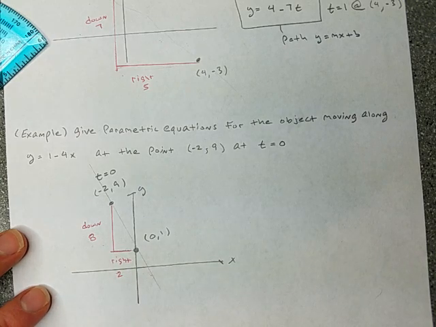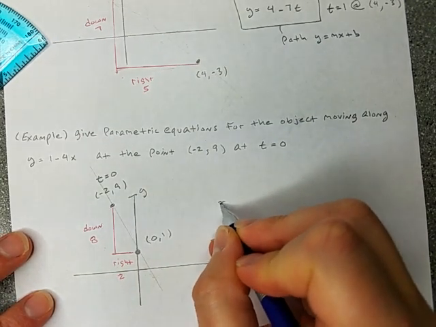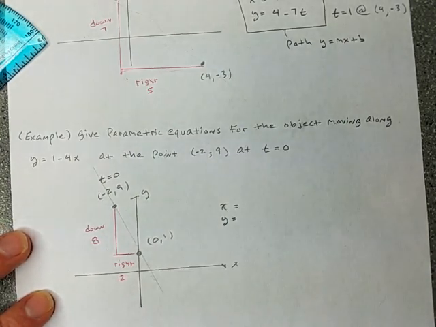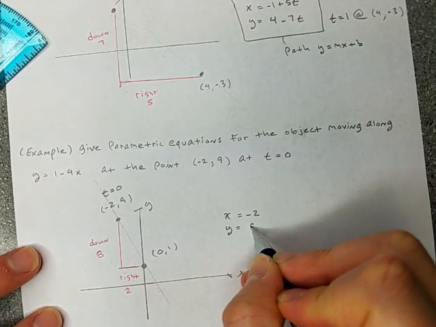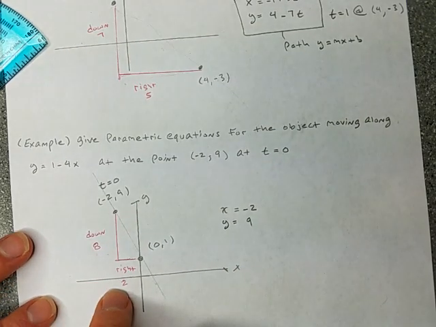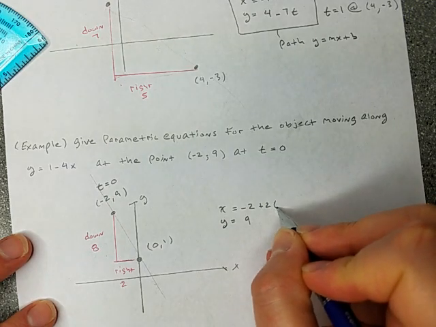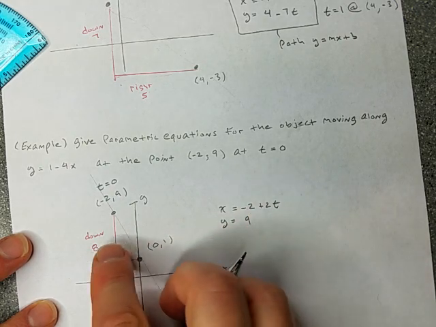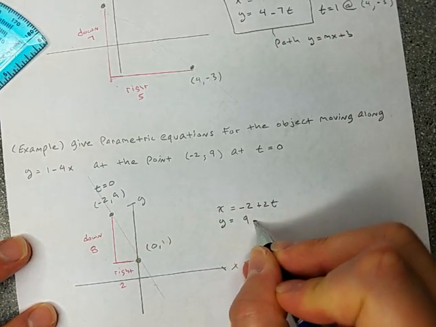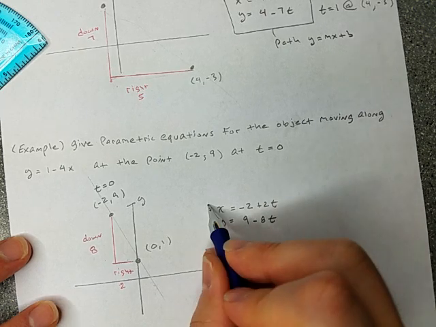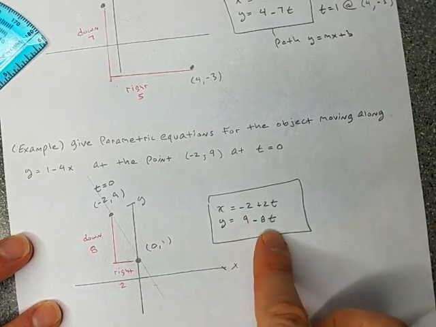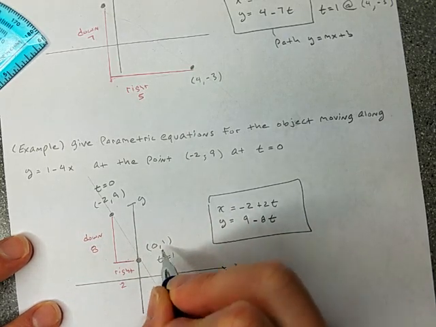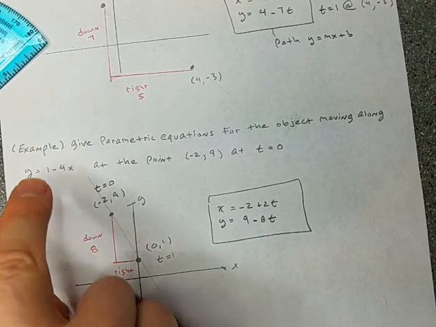Okay? So how do we do the other one? x and y. Where are we starting? Where must we begin when t is equal to 0? We have to start where x is negative 2 and y is 9. But we move right 2. So x will be negative 2 plus 2t. And we move down 8, so y will be 9 minus 8t. Those equations will put you here at t equals 0 and here at t equals 1. Okay? And those are points along that line.